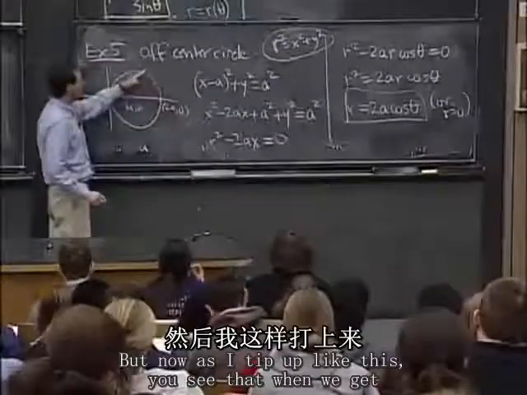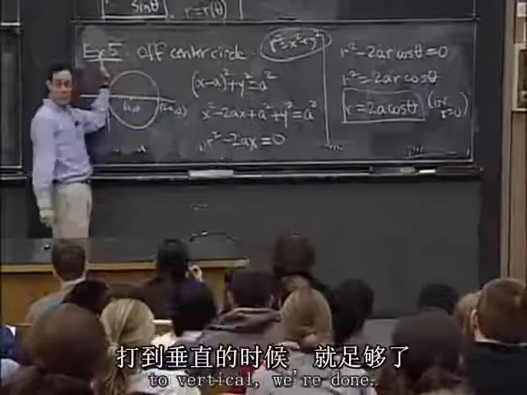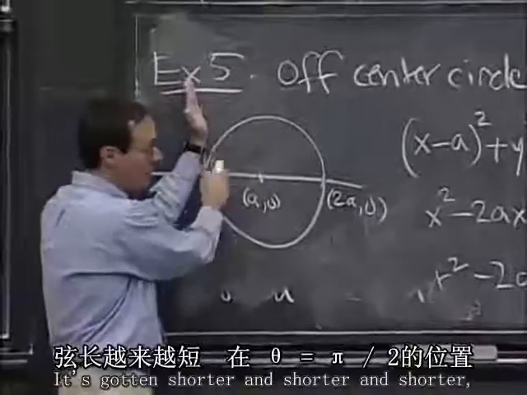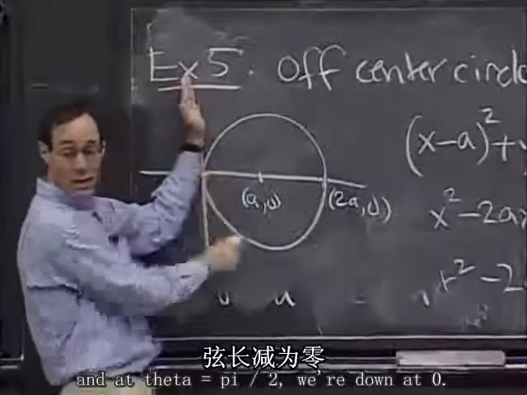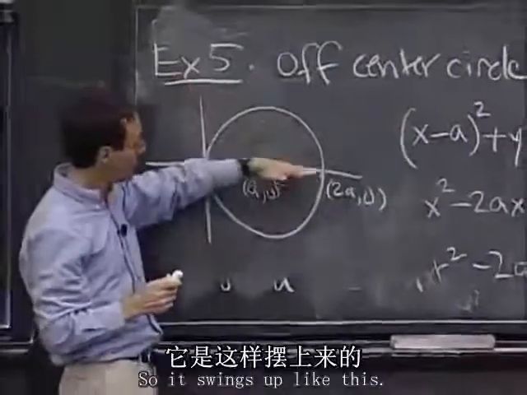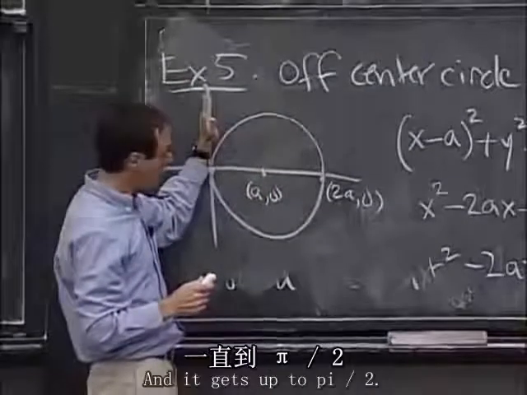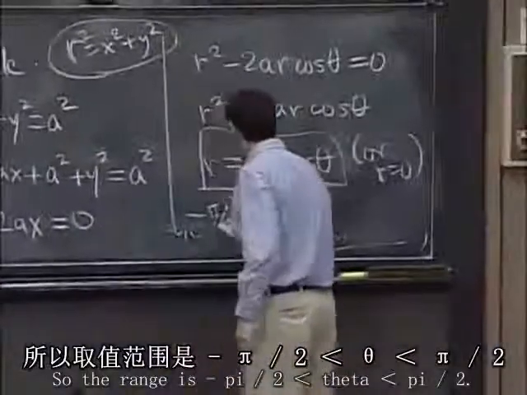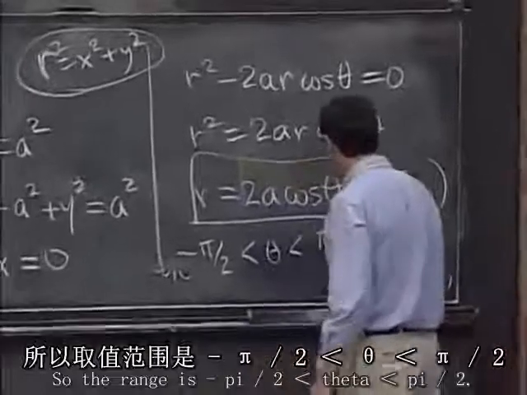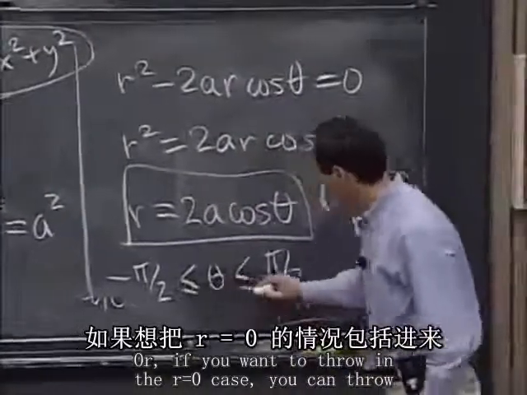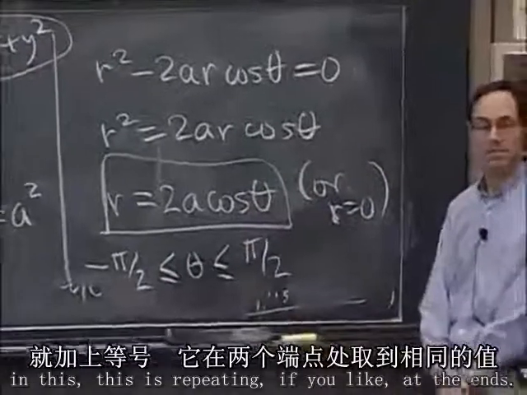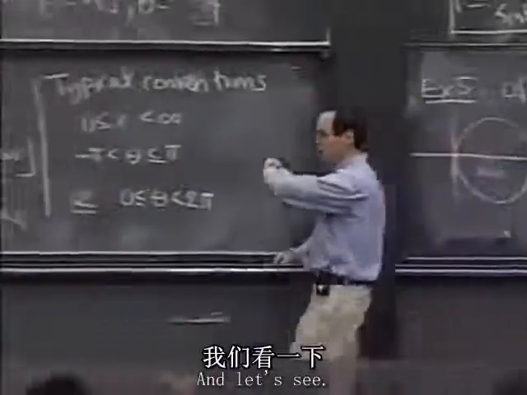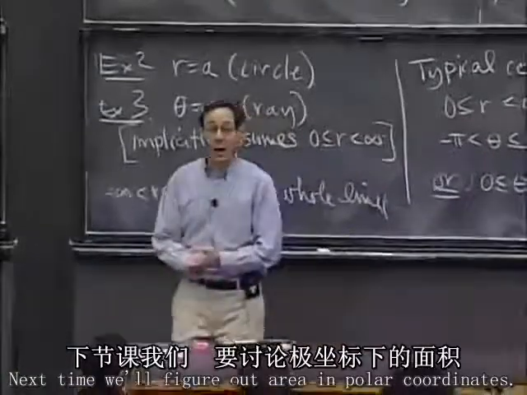But now as I tip up like this, you see that when we get to vertical, we're done with the circle. It's gotten shorter and shorter and shorter, and at theta equals pi over 2, we're down at 0, because cosine of pi over 2 is 0. So it swings up like this, and it gets up to pi over 2. Similarly, we swing down like this, and then we're done. So the range is minus pi over 2 is less than theta is less than pi over 2. Or if you want to throw in the r equals 0 case, you can throw in this. This is repeating, if you like, at the ends. All right, so this is the range of this circle. And let's see. Next time, we'll figure out area in polar coordinates.